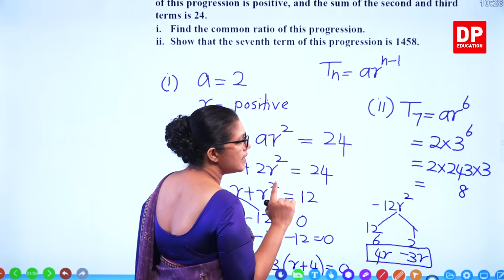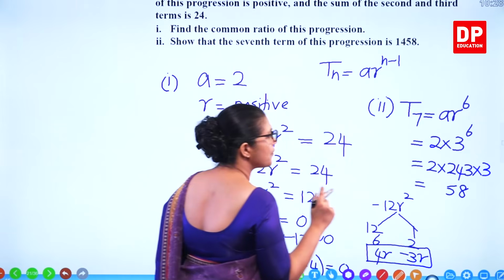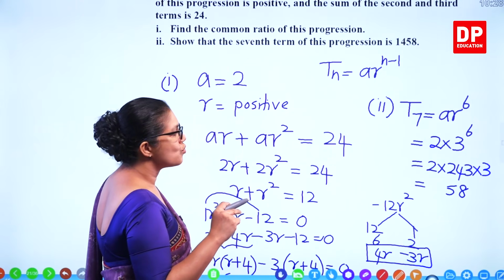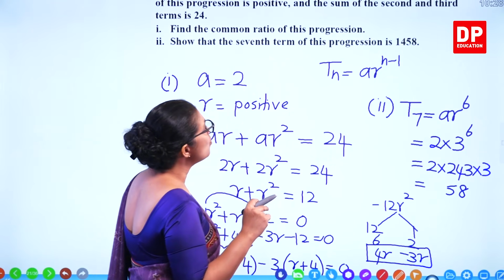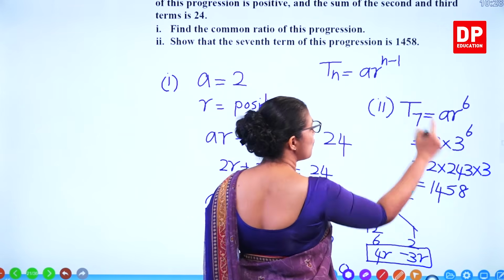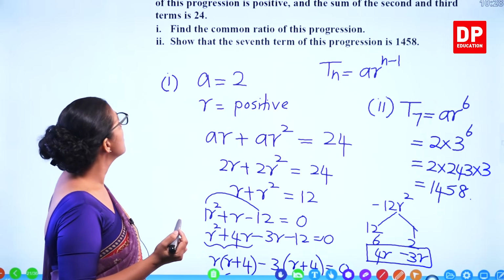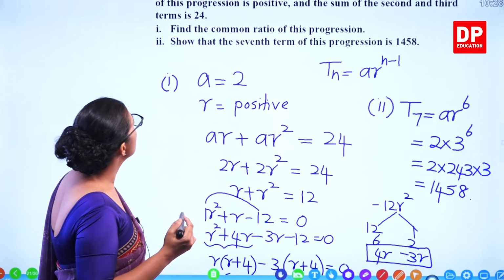3 times 2 is 6. 6 times 3 is 18, 1 remaining. 6 times 4 is 24, plus 1 is 25, 2 remaining. 6 times 2 is 12, 12 plus 2 is 14. So that's 1458. So you got the answer. That's what you have to do for this part.